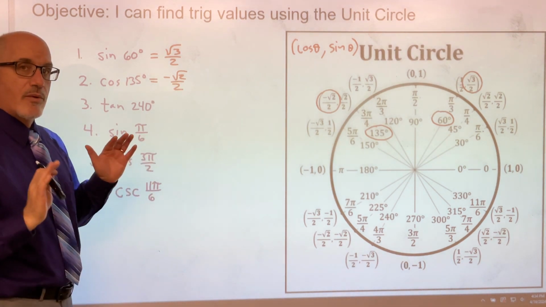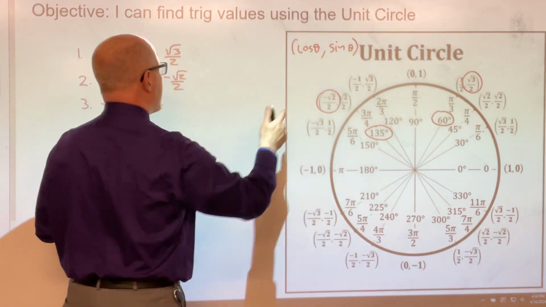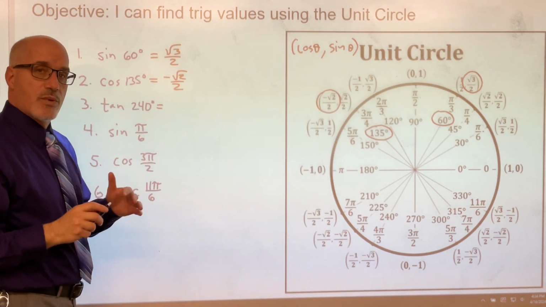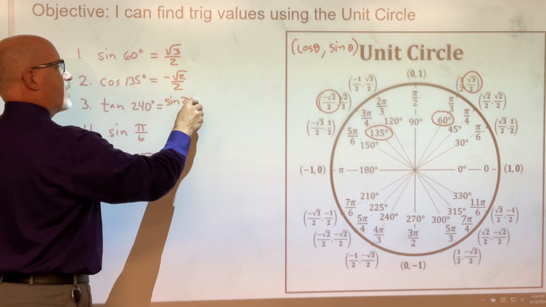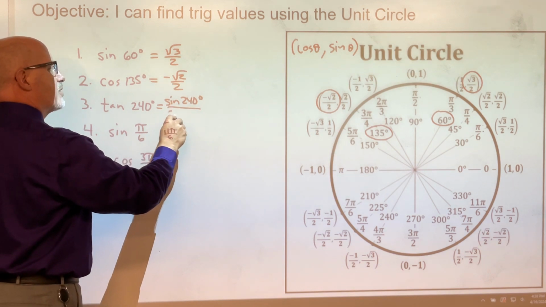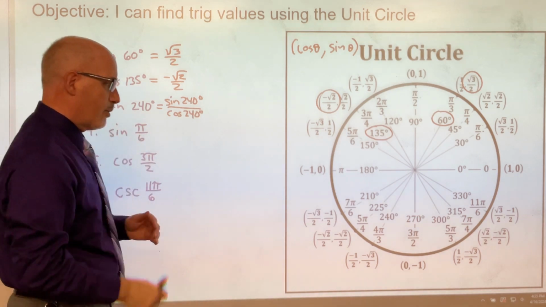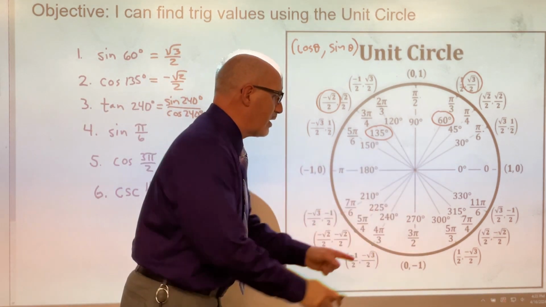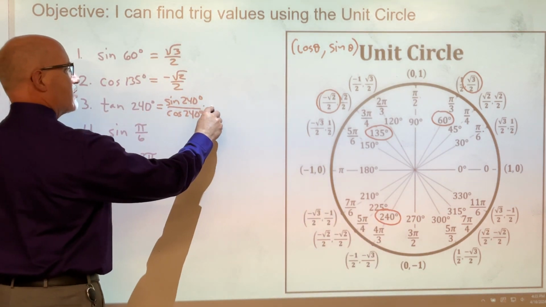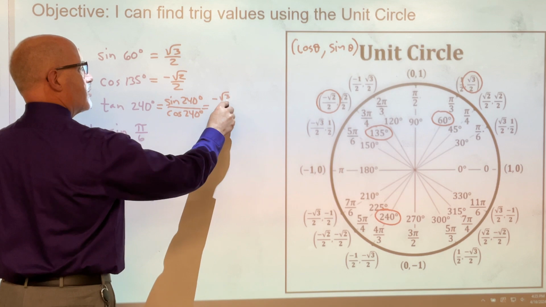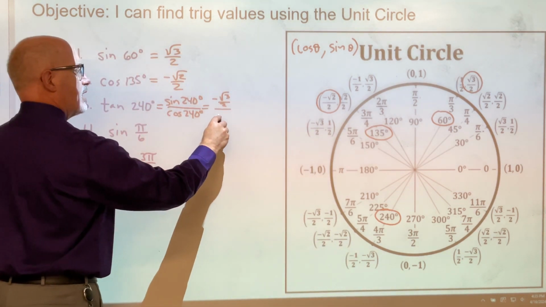Tangent of 240. Now what we have to remember with tangent is it's not one of my ordered pair values here, but we know that tangent through an identity is sine over cosine. So we're going to have sine of 240 over cosine of 240 degrees. So let's go find 240 degrees. There it is as we rotate over. It's in the third quadrant here. My sine is the y value, so that's going to be negative square root of 3 over 2. And my x value will be the cosine, negative 1/2.